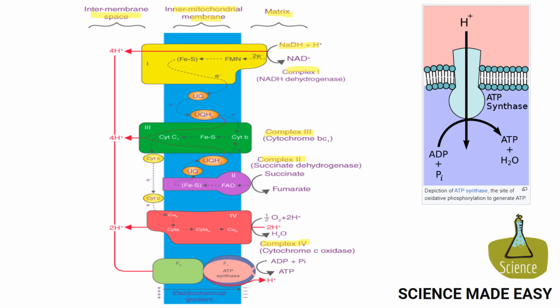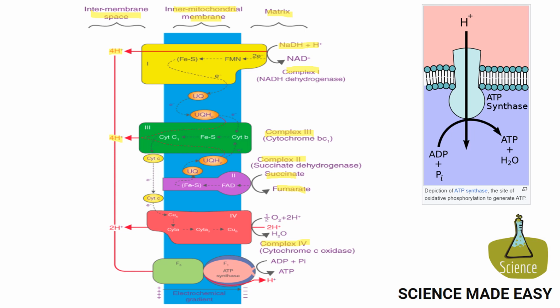UQH2 is shown here, and then this reduced ubiquinone molecule transfers the electron to complex 3. From here also, the succinate molecule is being converted into fumarate, and the electron is transferred to complex 3. Now complex 3 gives out 4 protons to the outside, or to the intermembrane space, and from complex 1 also 4 protons are being ejected out in this process.